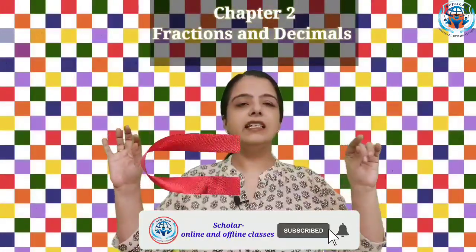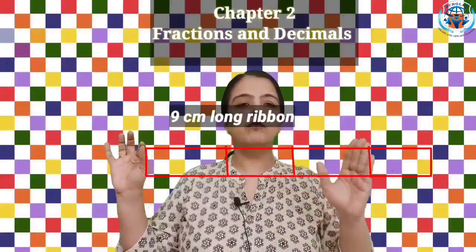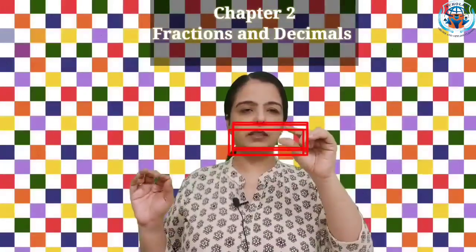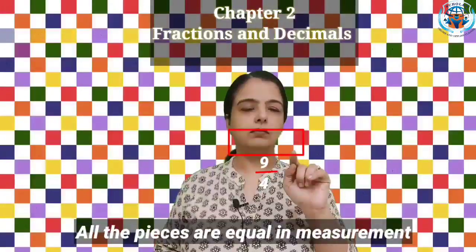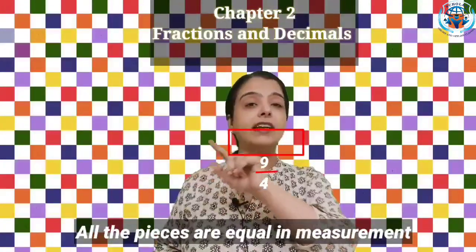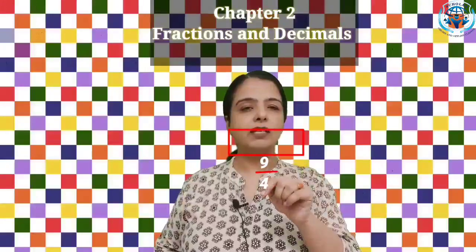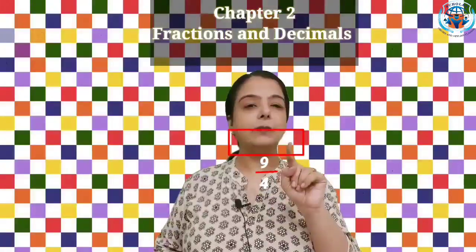Farida has a 9 centimeter long ribbon. She cuts it into 4 pieces. Now these are 4 pieces of the ribbon. One piece is equal to 9 by 4, as the ribbon was 9 centimeter long. Total number of pieces is 4, so 4 will come in the denominator and the numerator is 9. So each part is equal to 9 by 4.